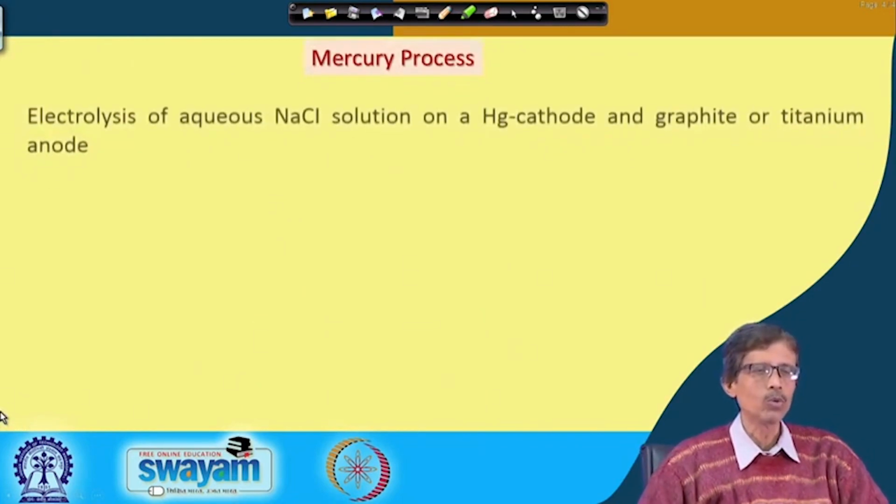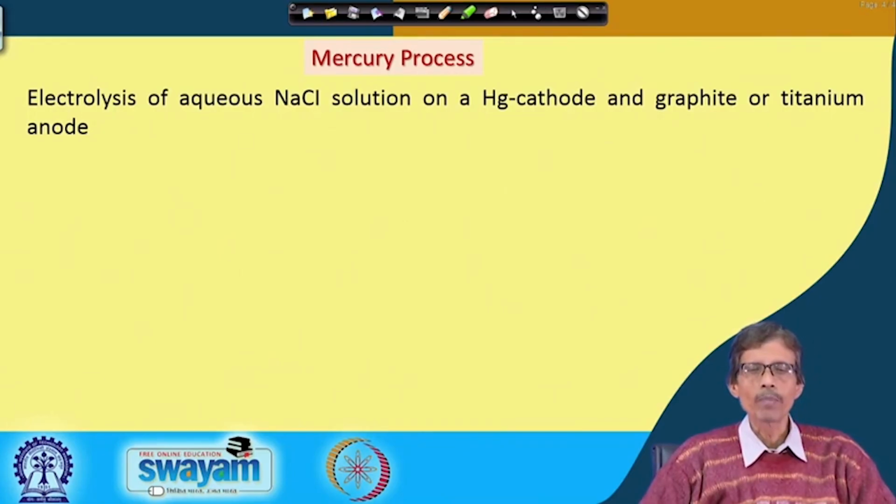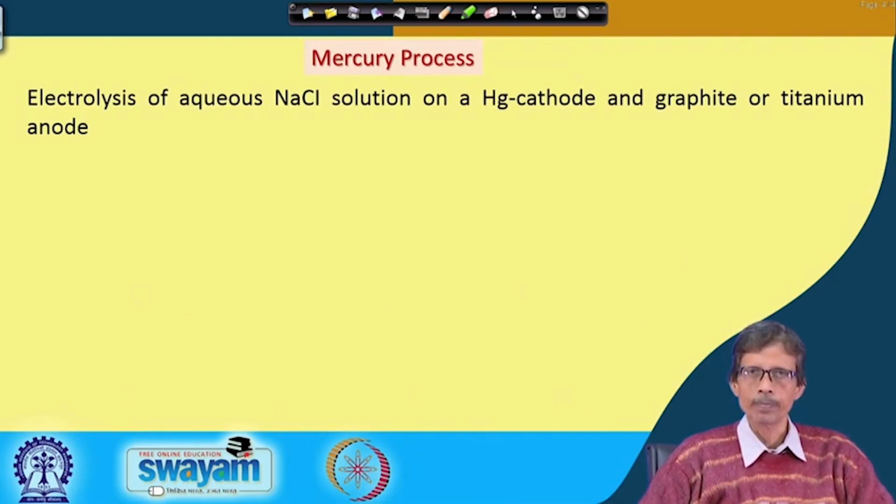What we can use is the electrolysis of aqueous sodium chloride solution on a mercury cathode. So you have the mercury cathode electrode and graphite or titanium as the anode. We should know the material. If we go into simple electrochemistry, starting from polarography to cyclic voltammetry, we always should know what sort of electrode we are using.